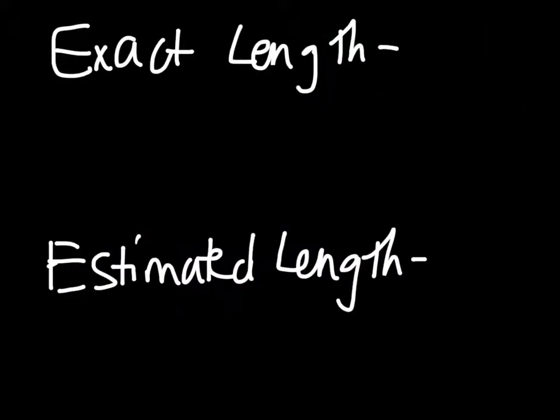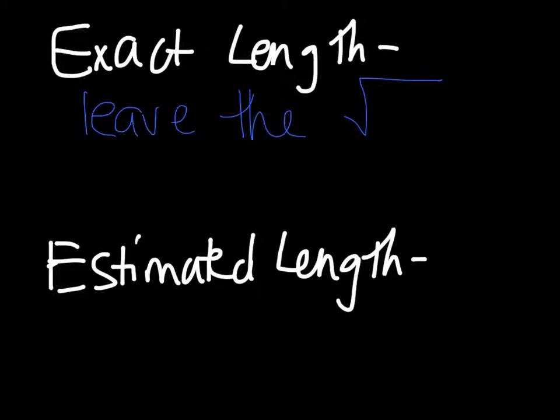Okay, now just a few things to remember. If the question asks us for the exact length of the side, then we want to leave the square root sign if we have one in our answer. If we want an estimated length, then we put the about equal to approximately sign, and we actually do the square root in our calculator and get just the estimated length of the side.